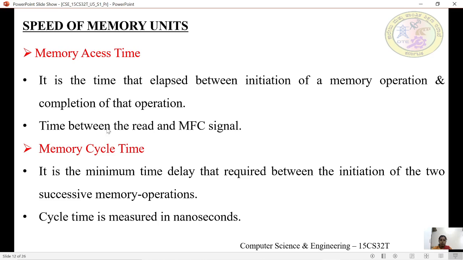So cycle time is always greater than access time.